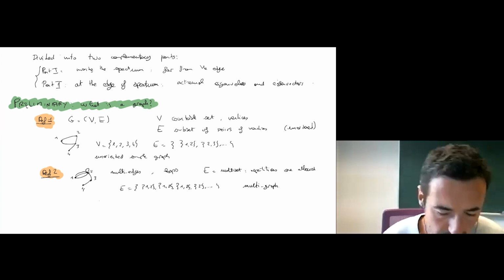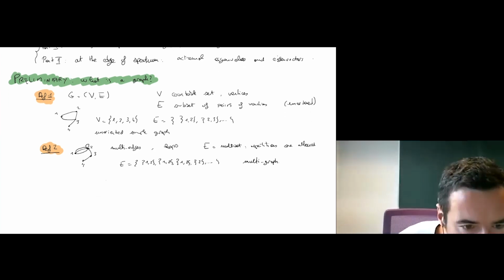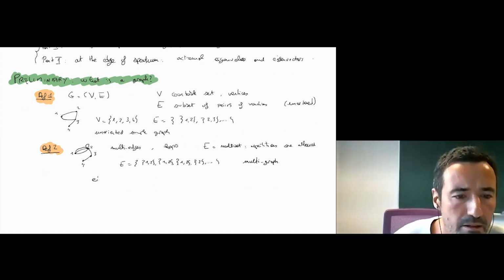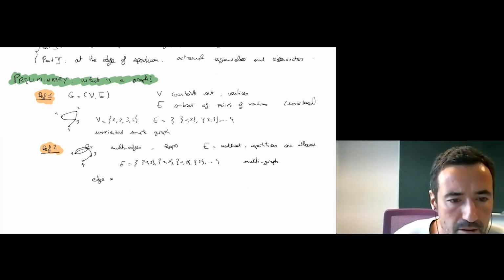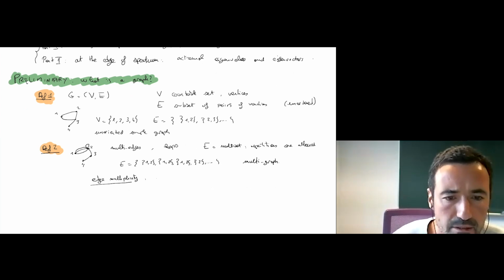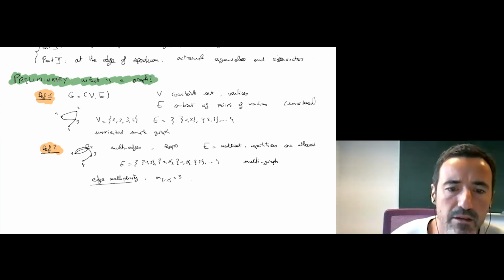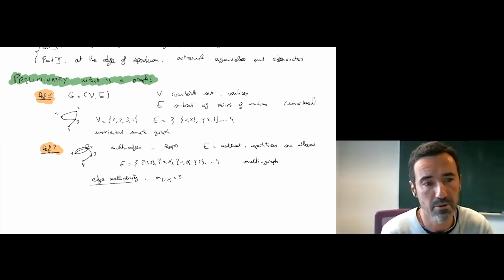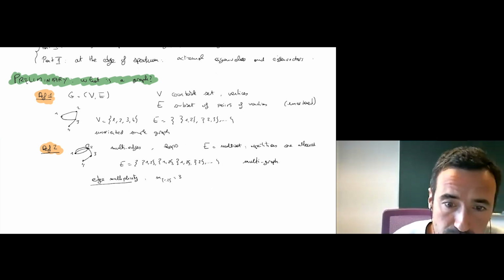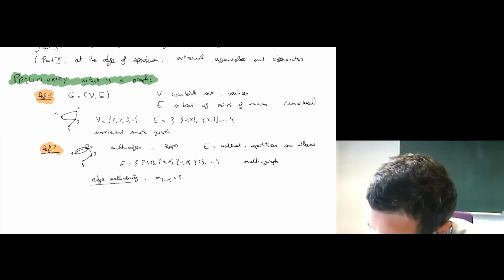The notion which is important is the notion of edge multiplicity. What is that? It is simply the number of copies of the edge in the edge set. So the multiplicity of the edge 1, 2 is 3.